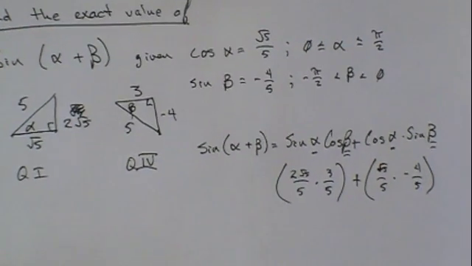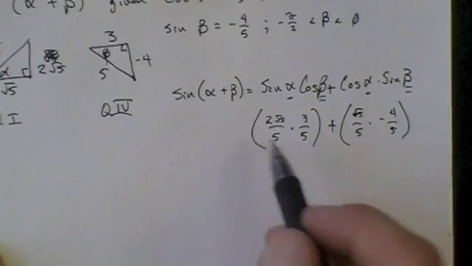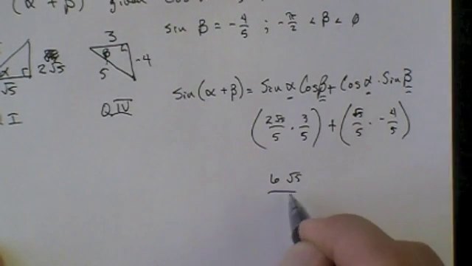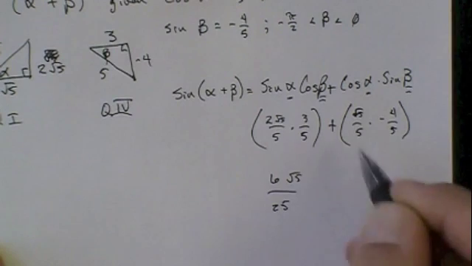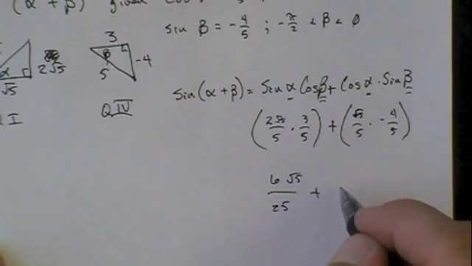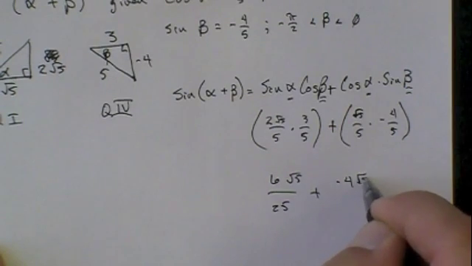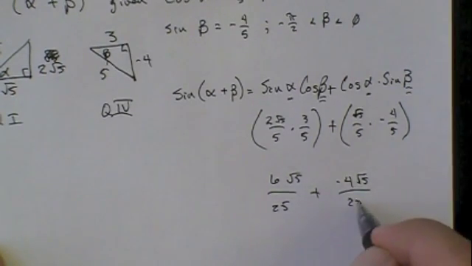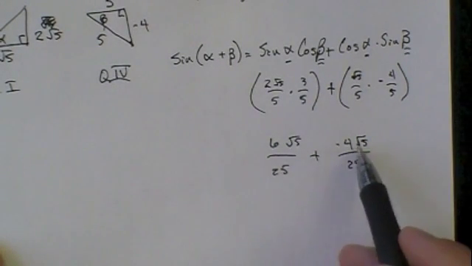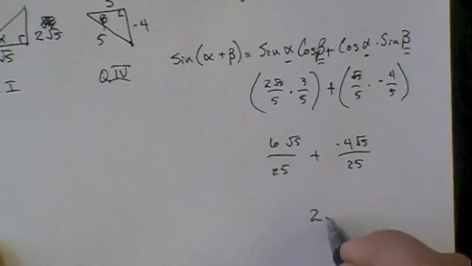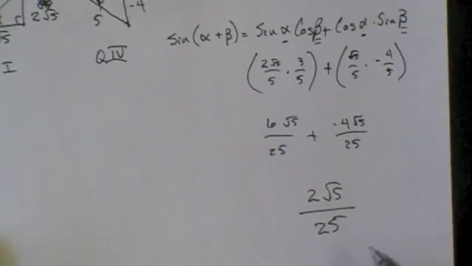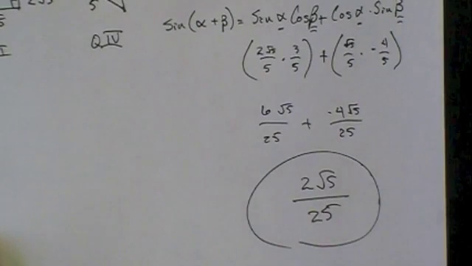And now we multiply those values. So 2 square root of 5 times 3 gives us 6 square root of 5 all over 25. Plus square root of 5 times the negative 4 gives us negative 4 square root 5 all over 25. Now we combine like terms. 6 square root 5 minus 4 square root 5 is 2 square root 5 all over 25. And that would be our exact answer.